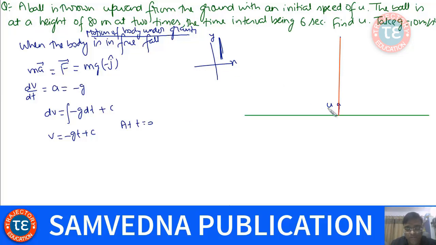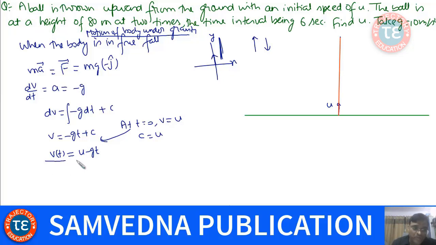Suppose at t equal to 0 you are throwing the body with a certain velocity u. If v is u, then if you put it over here, you get the value of c. C is u. So your equation, velocity as a function of time, is u minus gt, right? Till this v(t) is positive, the body is moving upward. If the velocity is in the upward direction, you call it positive. If it is in the downward direction, you call it negative.